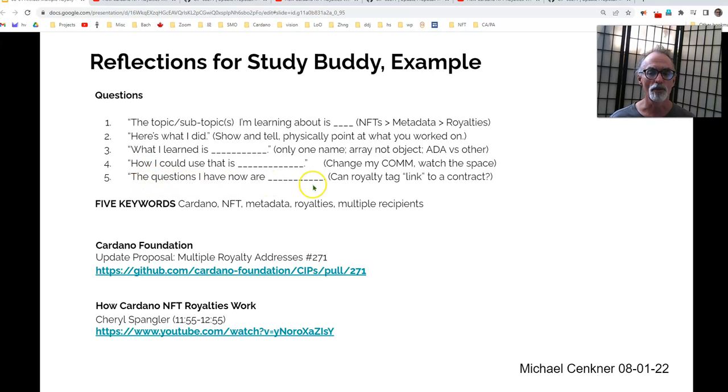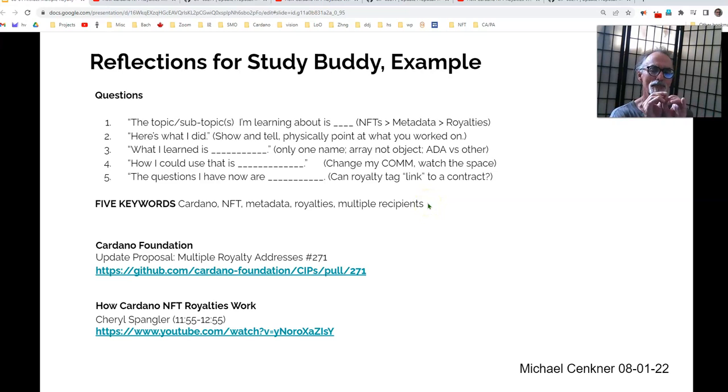Questions I have now about this: is that really possible that it can link to a contract? And if so, how much would that cost? And how hard would it be to do? Okay. Now you'll notice I actually took out one of the questions. We're now down to 5 questions. And instead of those other questions, please provide keywords. After you've thought about these questions, then you can come up with very, very specific keywords.